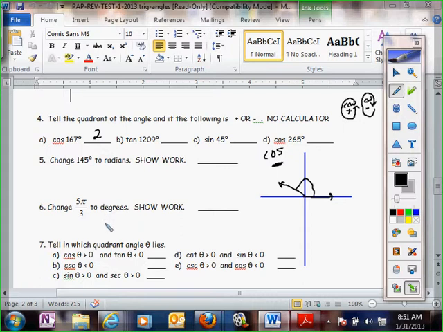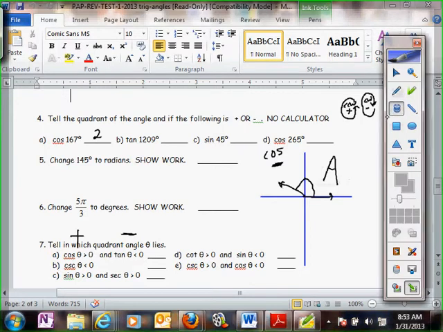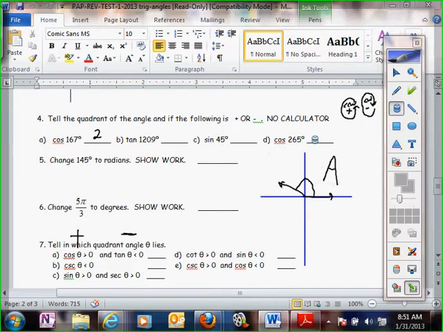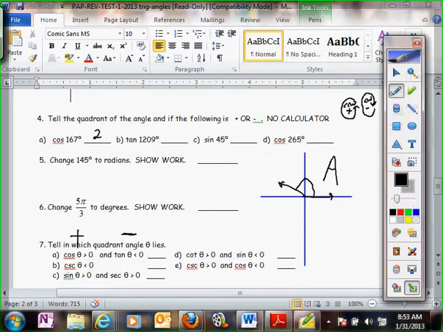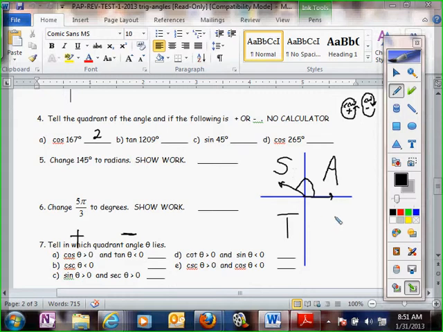Okay, no decimals. Number 7, tell in which quadrant angle theta lies. This is just like the example we did above, where I used the green and the red highlighters. A says, where is cosine greater than 0? It means where is it positive, and where is tangent negative, because it says less than 0, so where's tangent negative? Well, if I'm using all students take calculus, and this angle doesn't apply here, I'm just using this coordinate plane. All students take calculus.